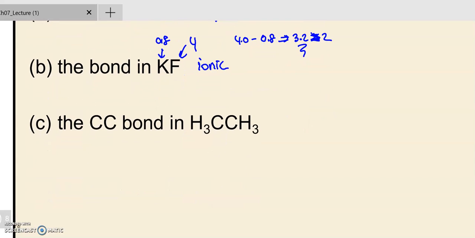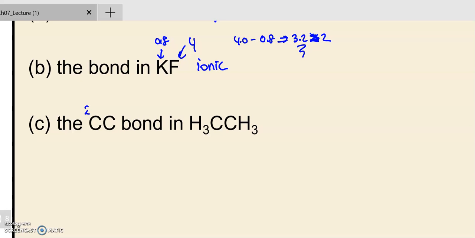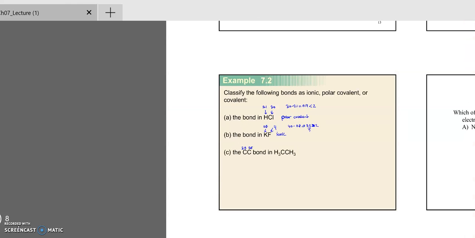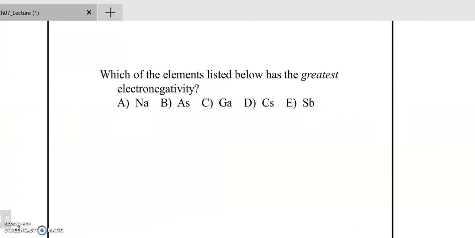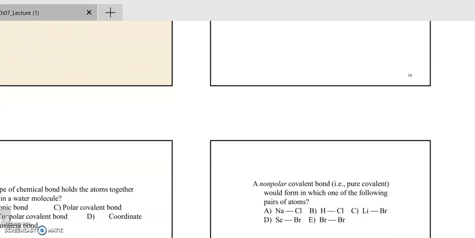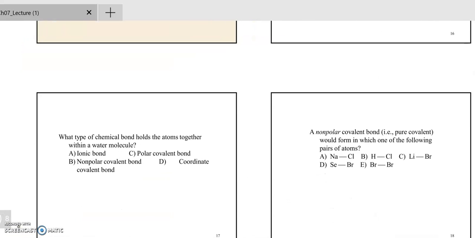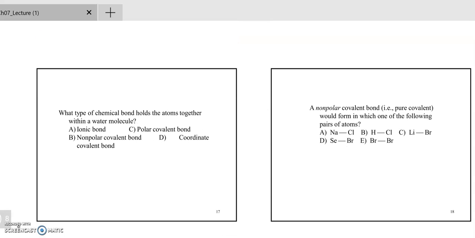Here it is asking about the carbon-carbon bond in ethane. Well, you have the same element. The carbon value is 2.5 and this is 2.5. The difference will be 0. It's also asking which of the elements listed below has the greatest electronegativity. You're going to look at the table and you can tell that number. That's an easy question.